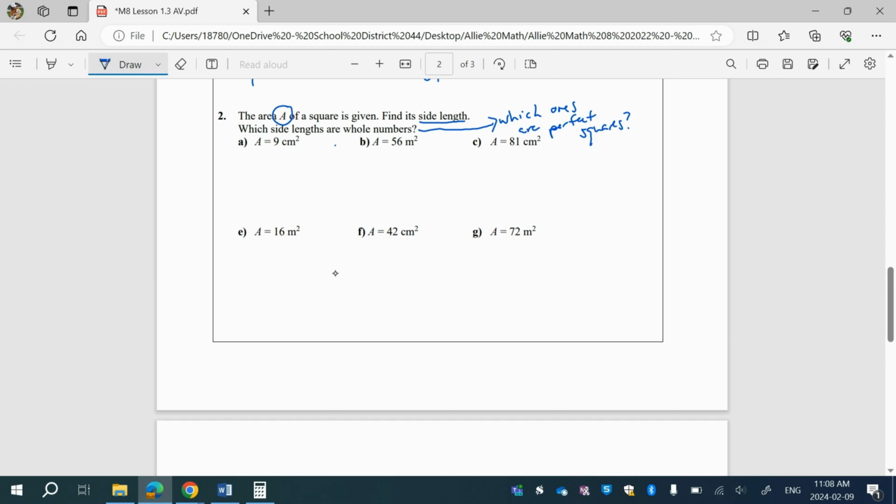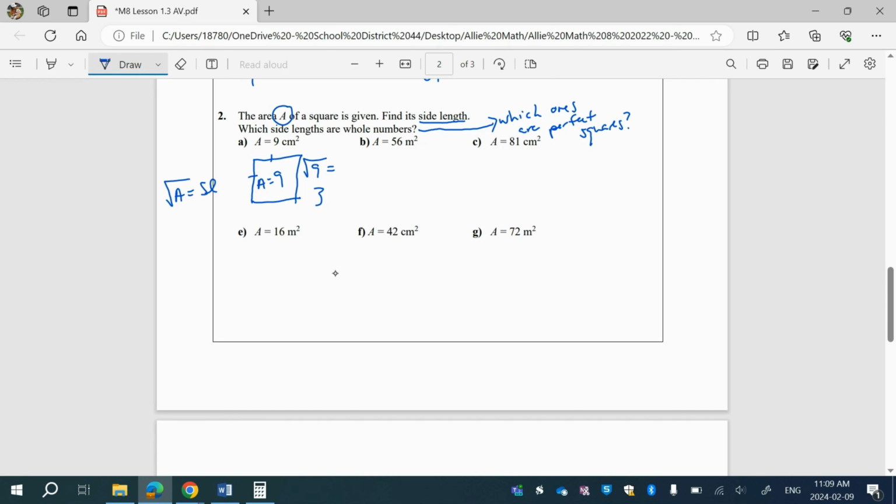Okay, so here, look, I'll draw it for you. Don't have to draw it each time, but we have the area equals 9. It's covering 9 centimeters squared. So what is the side length? If you'll recall, the square root of the area equals the side length. So we have to do the square root of 9, which equals 3. So 3 times 3 is what equals 9.